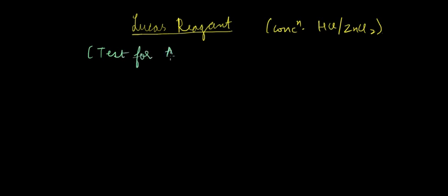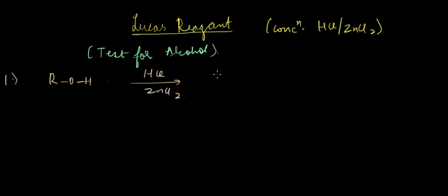So the Lucas reagent is nothing but concentrated HCl and ZnCl2. Okay. So this is used for actually test for alcohol, and we'll just see how in just a few seconds. Okay. So let's say we have a reaction something like this. We have ROH and it is in the presence of HCl and ZnCl2.